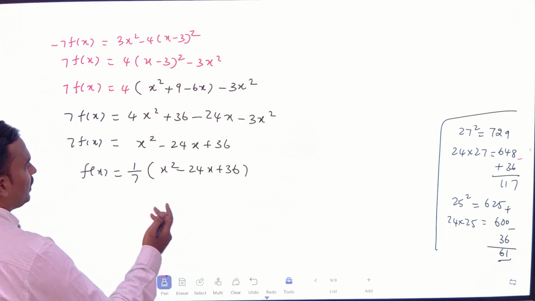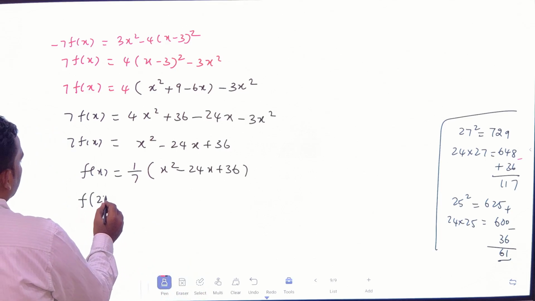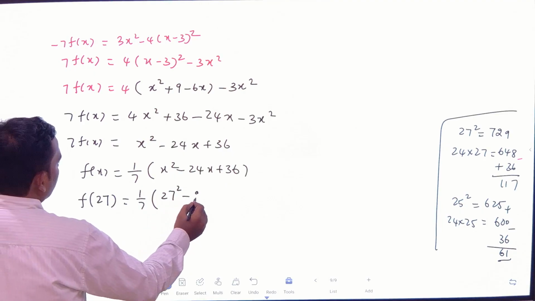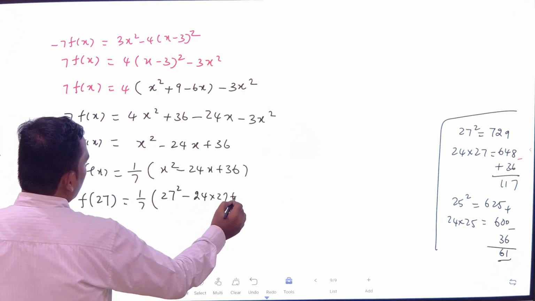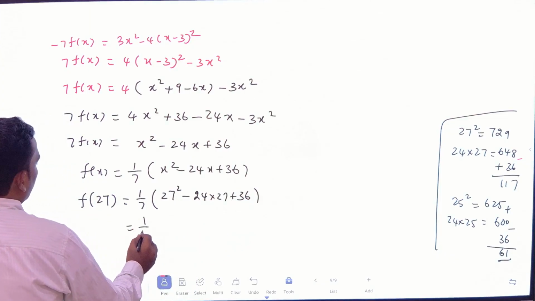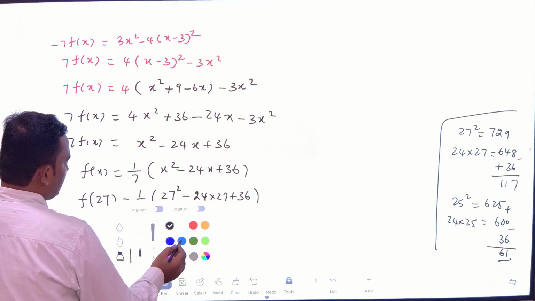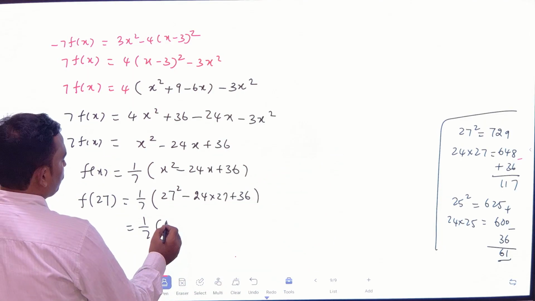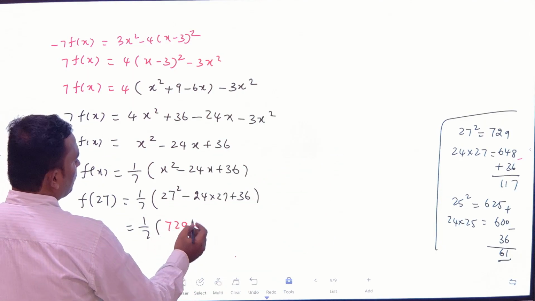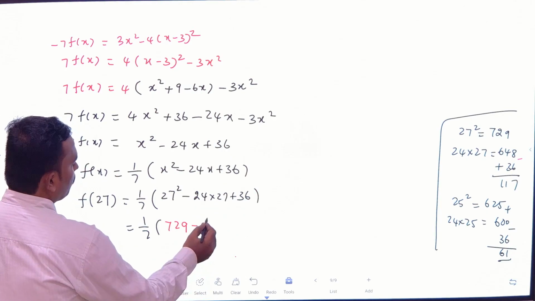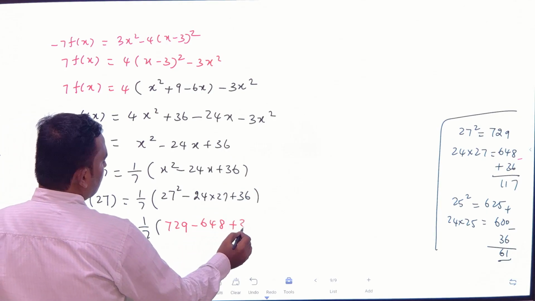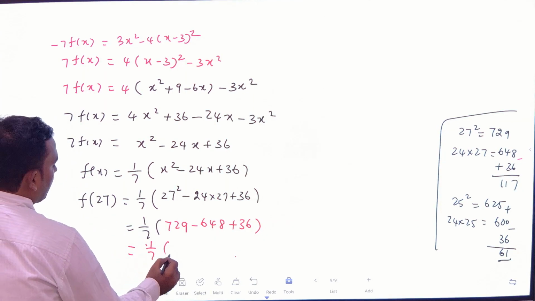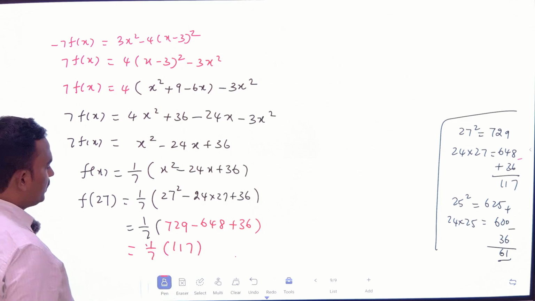What they're asking is f of 27, which is 1 by 7 times 27 square minus 24 into 27 plus 36. 27 square is 729, minus 24 into 27 is 648, plus 36. Then your answer will be 1 by 7 times 117.